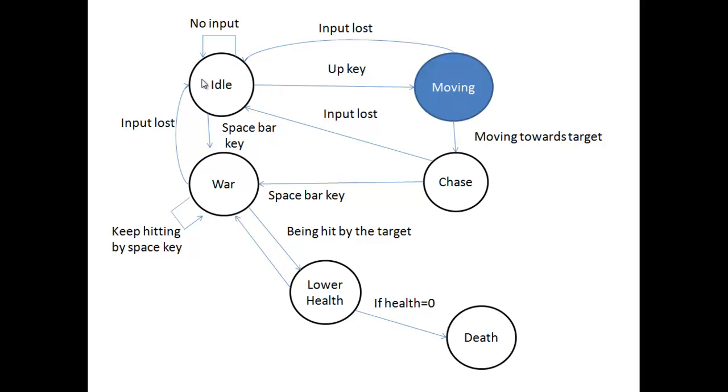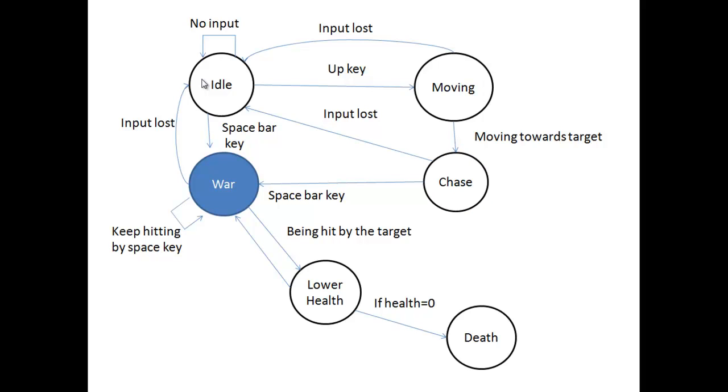We can also see that when the player was moving and started following a fish to kill it, then it moved into the chasing state, which was moving towards the target by pressing the keys in a particular direction. Again, when the input was lost, the idle state was reachable from the chase state also. We also see that the war state was reachable from the idle state, the moving state and the chase state, because it needed only one input, the spacebar. Whenever the spacebar was pressed, missiles were launched to kill the turtles or the fishes.